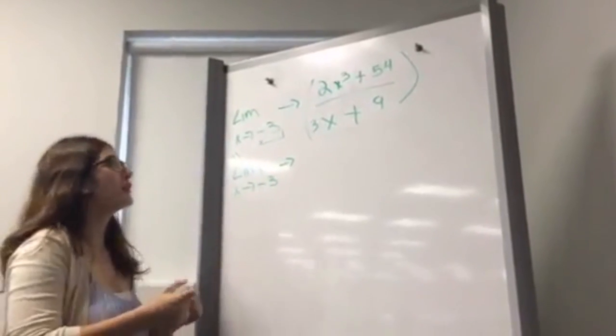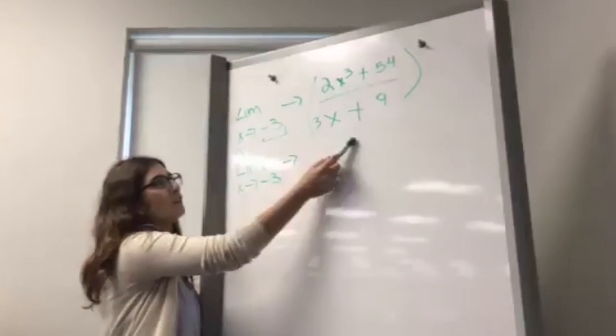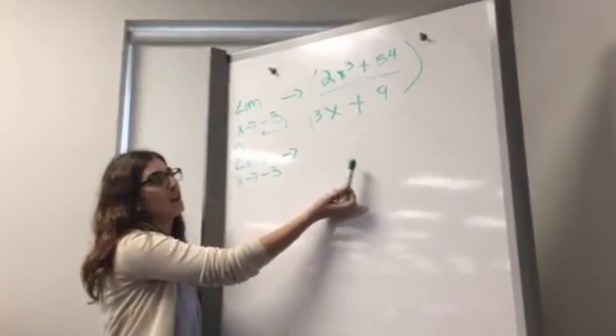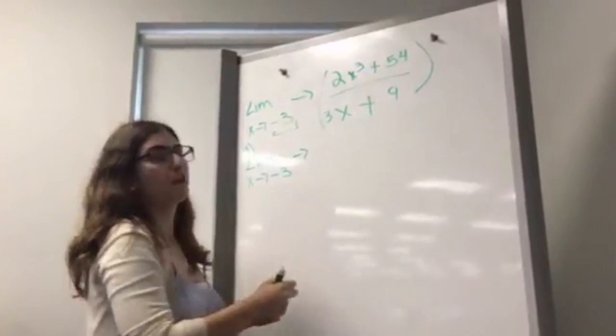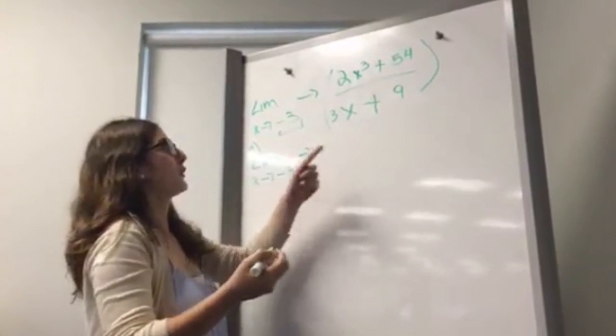So the first step you need to do is plug in this value in the formula to see if it gives you an answer. If yes, that is the answer. And if it gives you 0/0 or error, you need to factor.